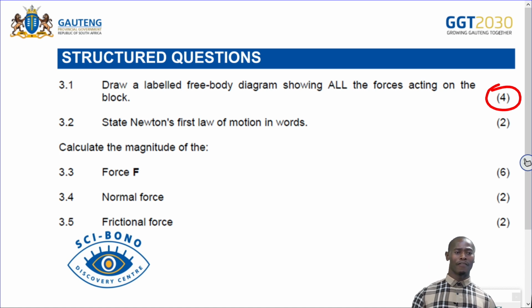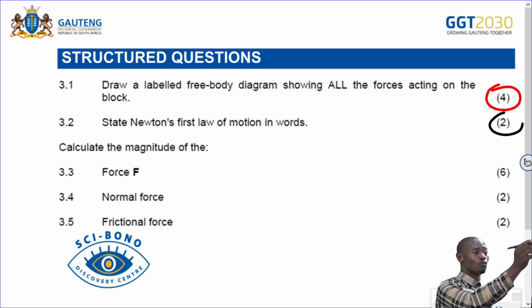State Newton's first law of motion in words. Why are they saying we should state Newton's first law? This question is about which law? Newton's first. Why am I saying Newton's first? It's because an object is moving at a constant what? Velocity. So state Newton's first law of motion in what? In words. So this is also very, very important. You cannot lose that 2 marks, right?